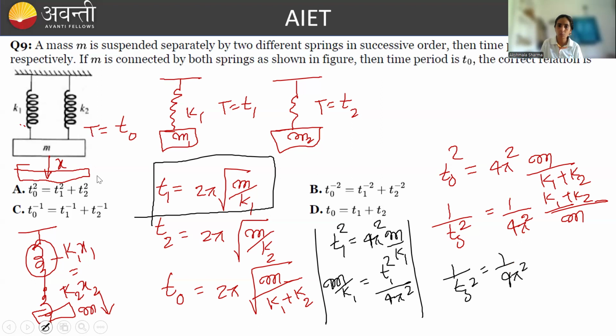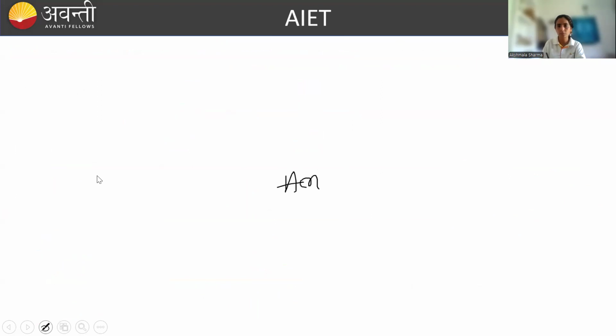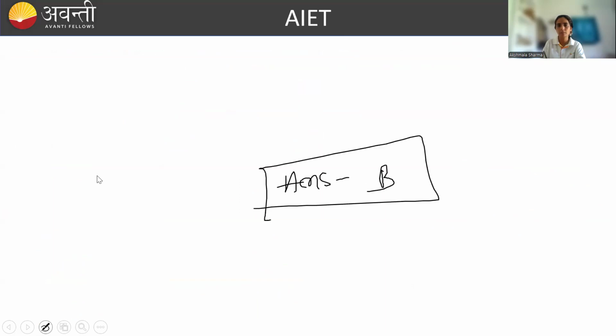Same thing you do here, 1/4 पाई स्क्वायर। K1/M को हम क्या लिख सकते हैं, 4 पाई का स्क्वायर बाई T1 का स्क्वायर, प्लस यहाँ पे ये भी 4 पाई स्क्वायर बाई T2 का स्क्वायर। तो now you can see the relation very easily, this thing will get cancelled, 1/T0 का स्क्वायर इज इक्वल टू 1/T1 का स्क्वायर प्लस 1/T2 का स्क्वायर। So correct answer is option B. ठीक है, चलो आगे बढ़ते हैं.